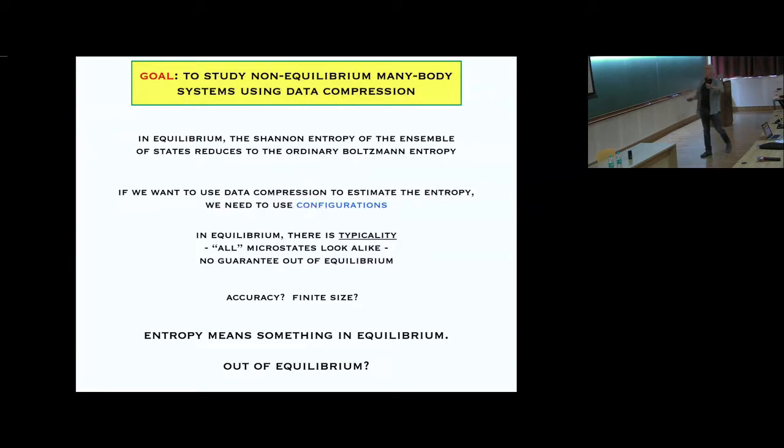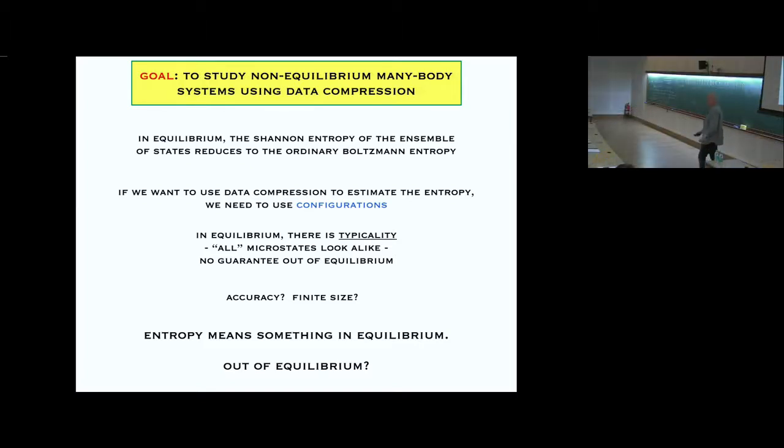I've already told you that things don't have to work out of equilibrium. It may not be typical. Signal to noise may not be good. Finite size effects may kill you. And the compression may show you absolutely nothing of any interest when you study it. It may just give you nothing. Maybe you can calculate it perfectly and it doesn't do anything. It's just not interesting. Also possible. All these things are possible.